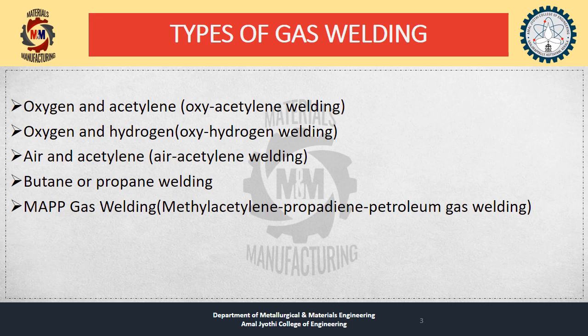So these are the types of gas welding. We have different types of gas welding, such as oxygen acetylene, oxygen hydrogen, air and acetylene, butane or propane welding, MAPP gas welding, that is methyl acetylene propadiene petroleum gas welding. From the name itself, we can understand what gases they are using in the welding process. In oxyacetylene, they are using oxygen and acetylene. In oxyhydrogen, they are using oxygen and hydrogen. Likewise for the others.